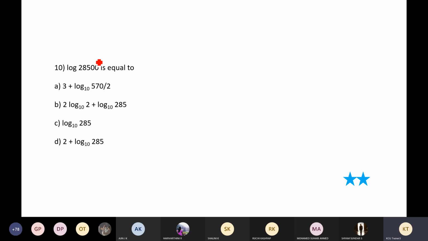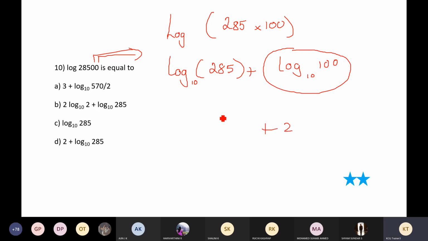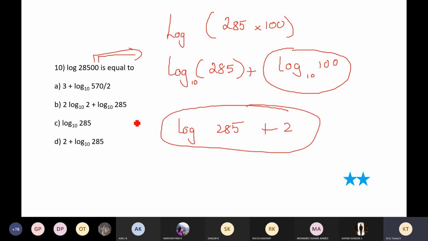Superb. So, guys, listen here. How do we solve this question? So, can I write this as log of 285 into 100? So, this would become log of 285 plus log of 100. See, when there is no base value, it means the base value is 10. The base value is 10. So what is log 100 to the base 10? 10 power what number gives you 100? 2. So this is 2 plus log of 285. My answer is option D.